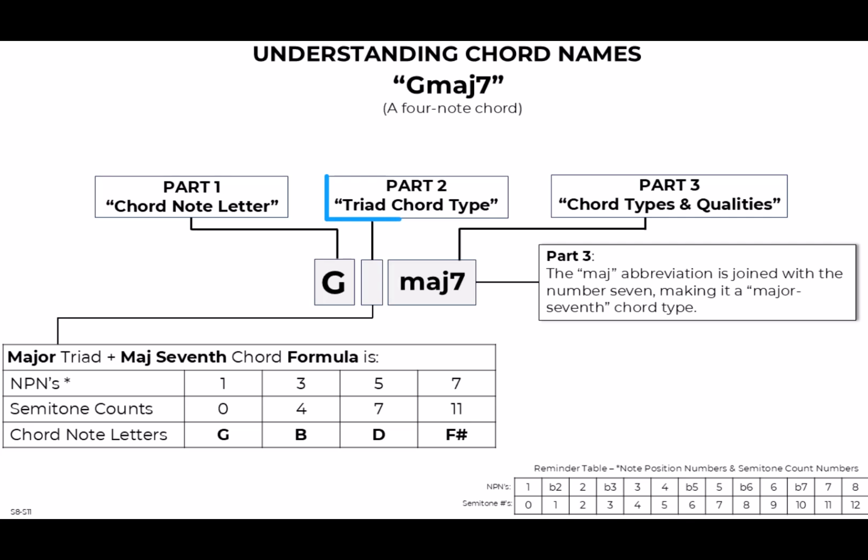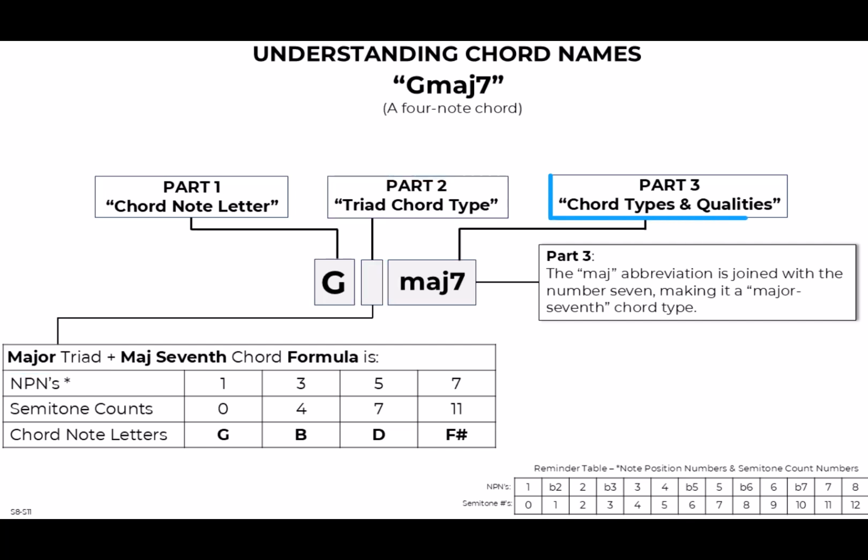In part 2, because there is no single letter abbreviation immediately to the right of the chord letter, or because there is no capital letter M residing beside it, we can always assume it to be a major triad chord type, and it is. Again, nothing new or different here.